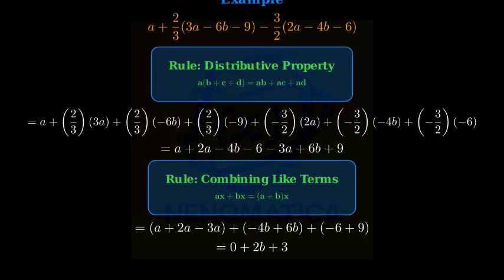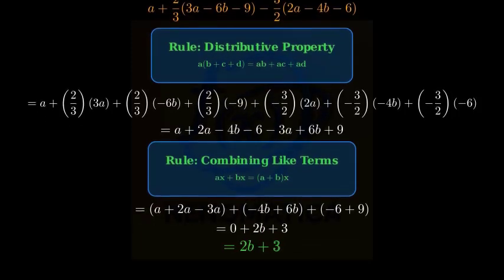Now, let's combine these like terms. A plus 2, a minus 3 simplifies to 0, which is just 0. Negative 4b plus 6b equals positive 2b. Negative 6 plus 9 equals positive 3. Therefore, our simplified expression is 2b plus 3.